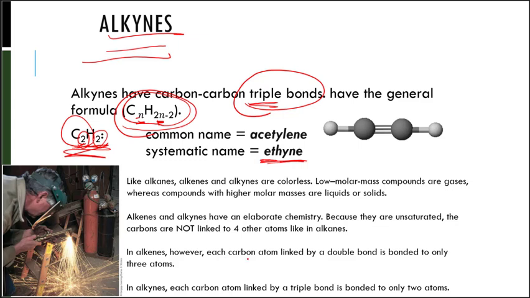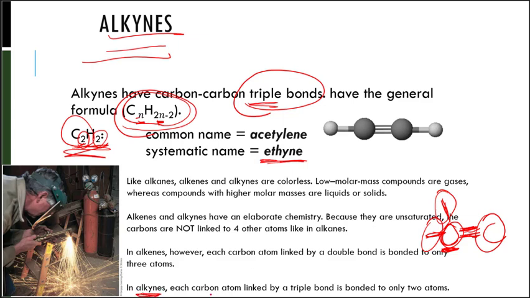In alkenes, however, each carbon atom linked by a double bond is bonded to only 3 atoms. If we were to look at a double bond, let's say carbon double bonded to a carbon, this carbon right here, since it has 2 bonds right there, it only has 2 others. So this carbon has 1, 2, 3 atoms that it's bonded to.